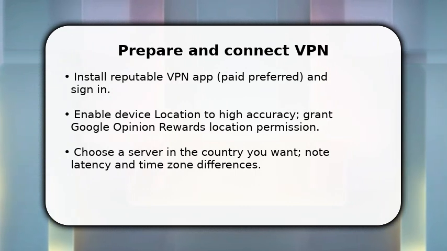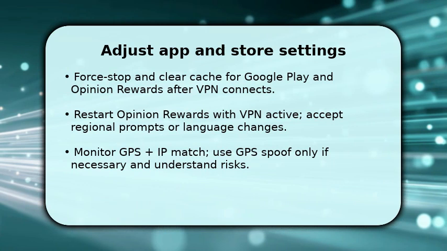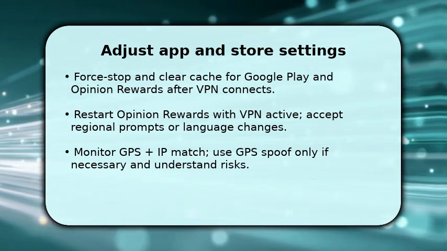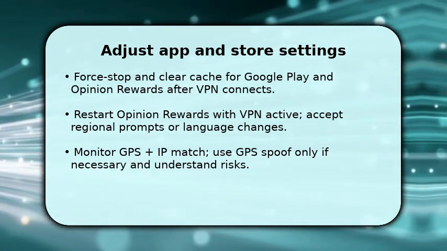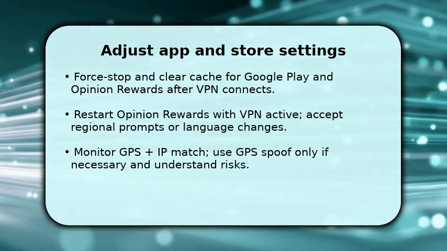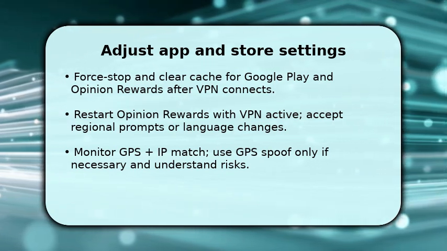Next, synchronize app state with the VPN so Google Opinion Rewards sees the new region. With the VPN active, force stop and clear cache for Google Play and the Opinion Rewards app. Then reopen the apps so they fetch region data from the VPN. You should accept any regional prompts and verify language or offers match the server location.